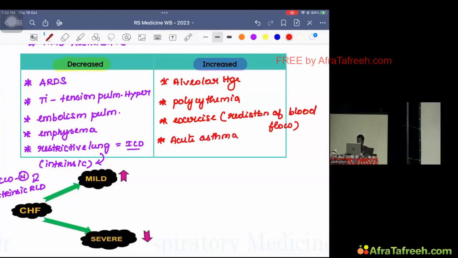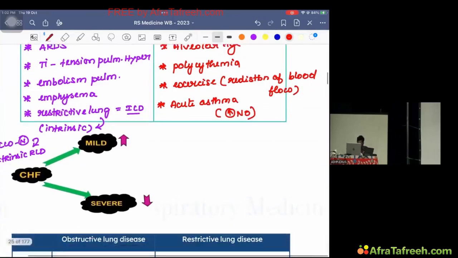In acute asthma, there is going to be release of nitric oxide. What will nitric oxide do? It will cause vasodilation. So what will happen to the blood flow? Increases. So what will happen to the DLCO? Increases. So with nitric oxide release in acute asthma, there is an increase in the DLCO. So these are a few conditions where DLCO will be increased.